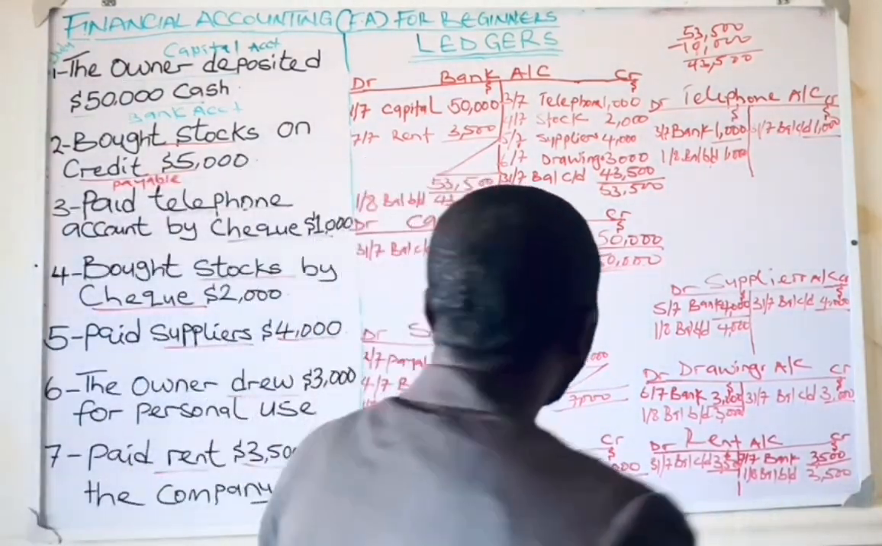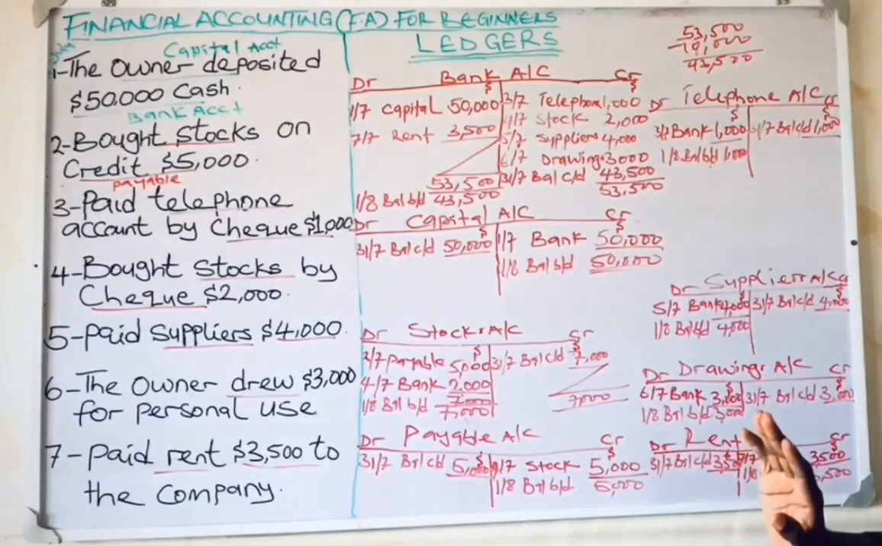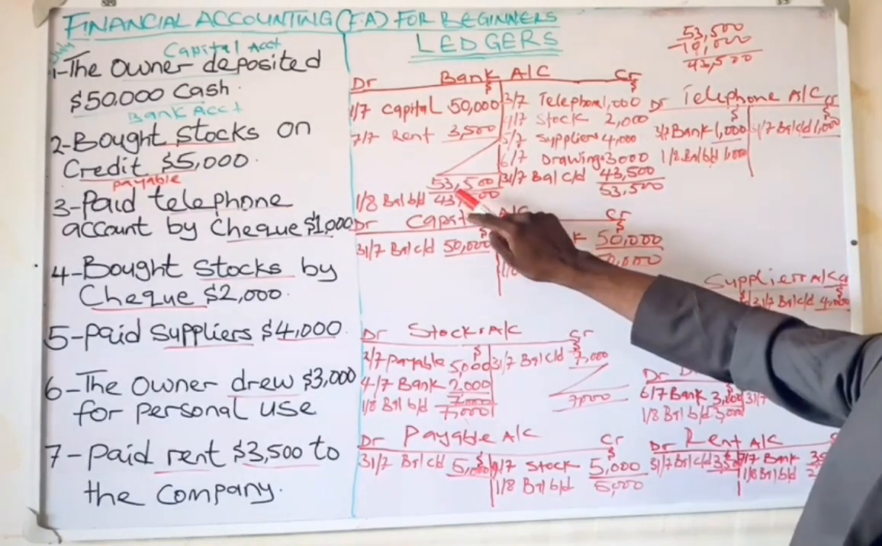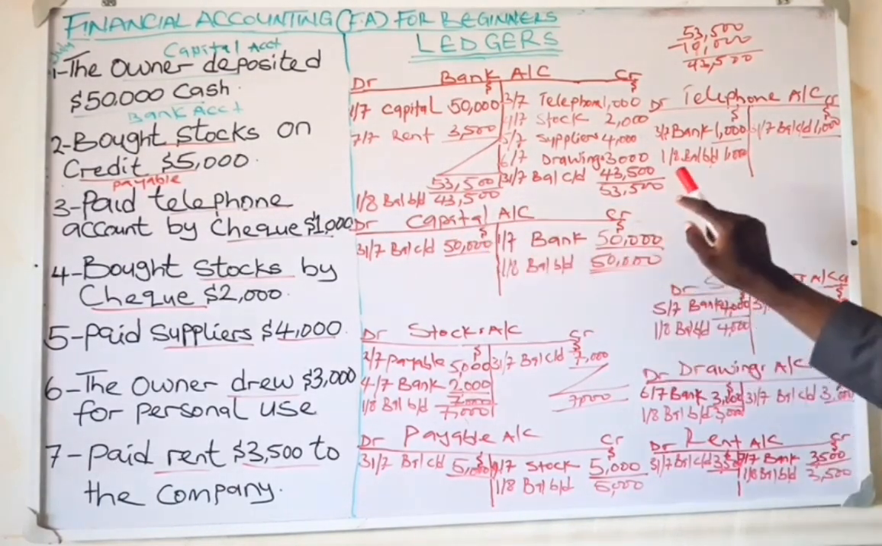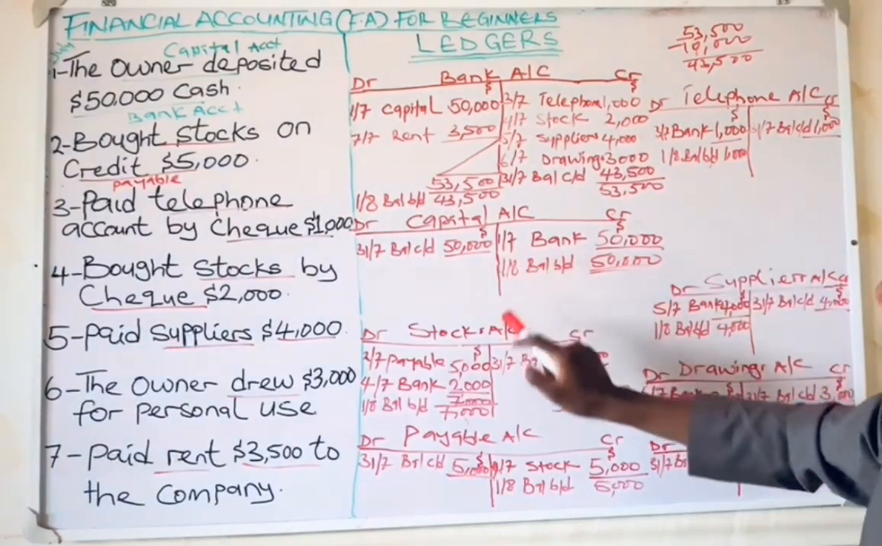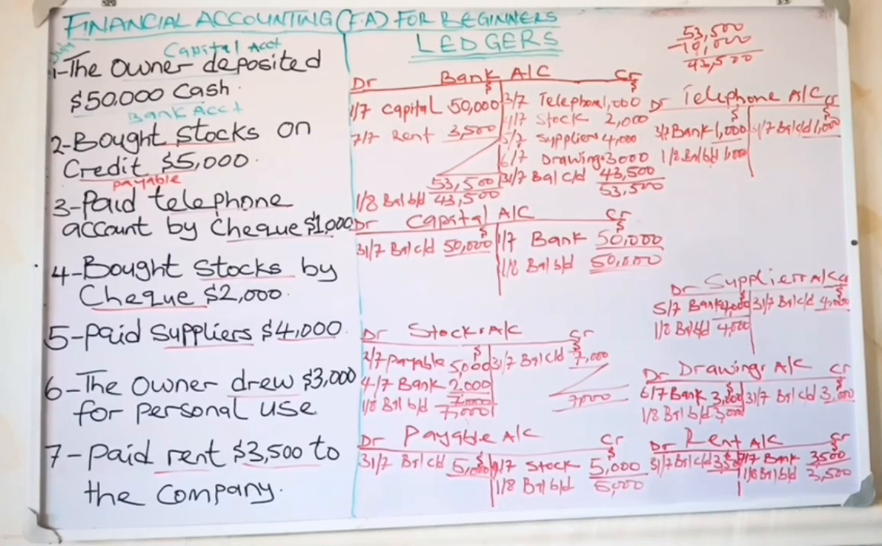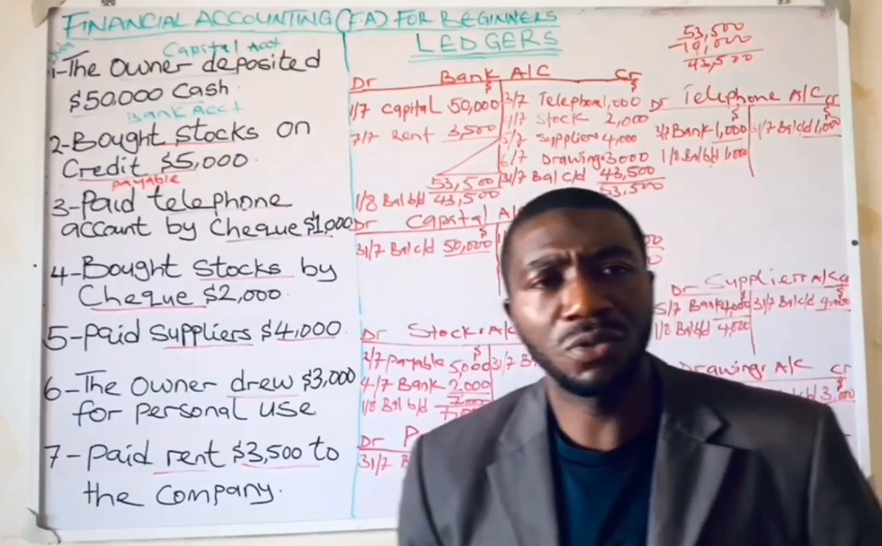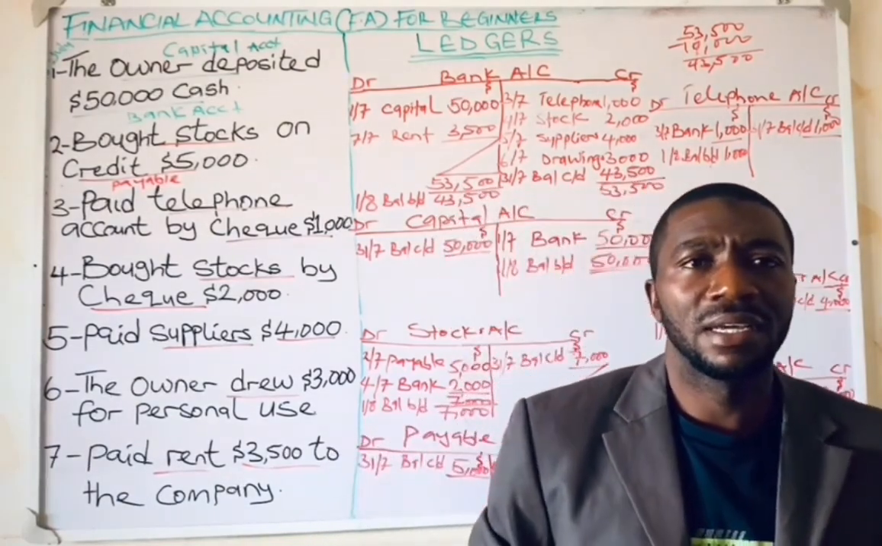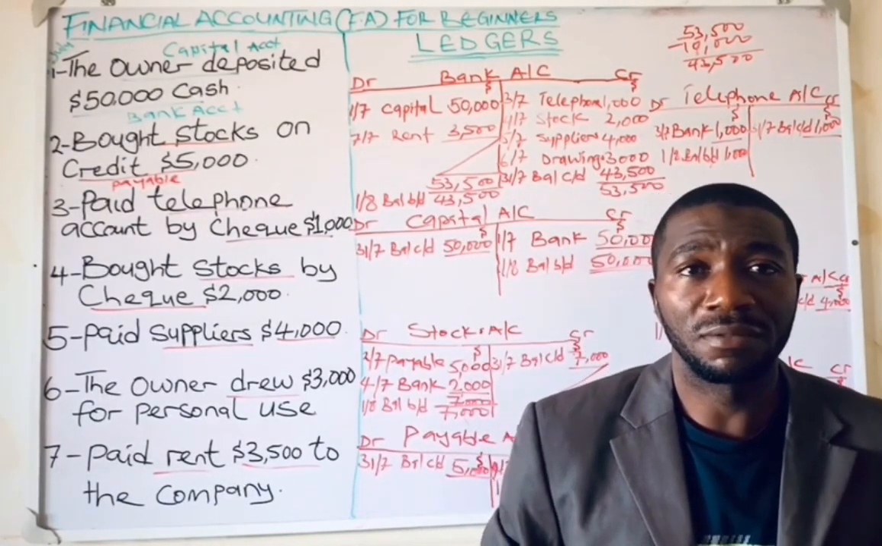So this is all about ledgers, and it is very simple. These balance BD amounts will now be posted to our trial balance for the preparation of financial statements. So we're going to stop here, and in our next video we're going to prepare our trial balance, and we'll see if we can prepare our financial statements.